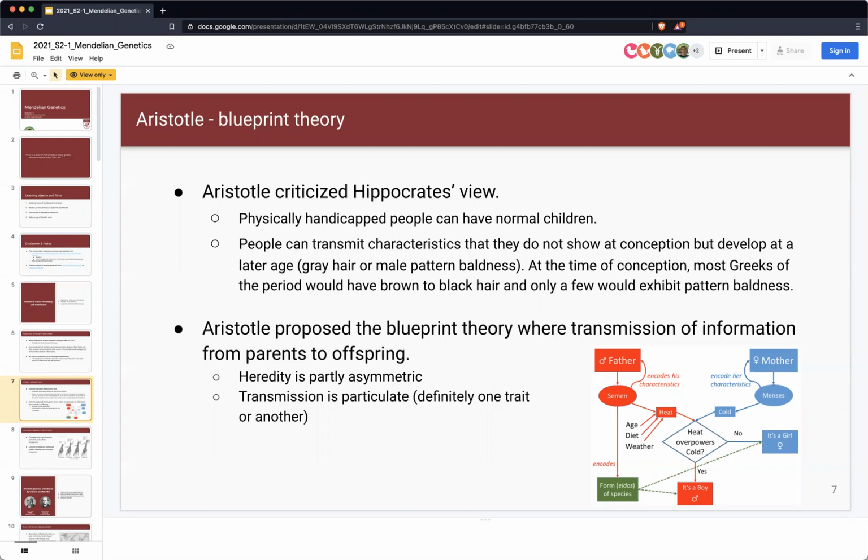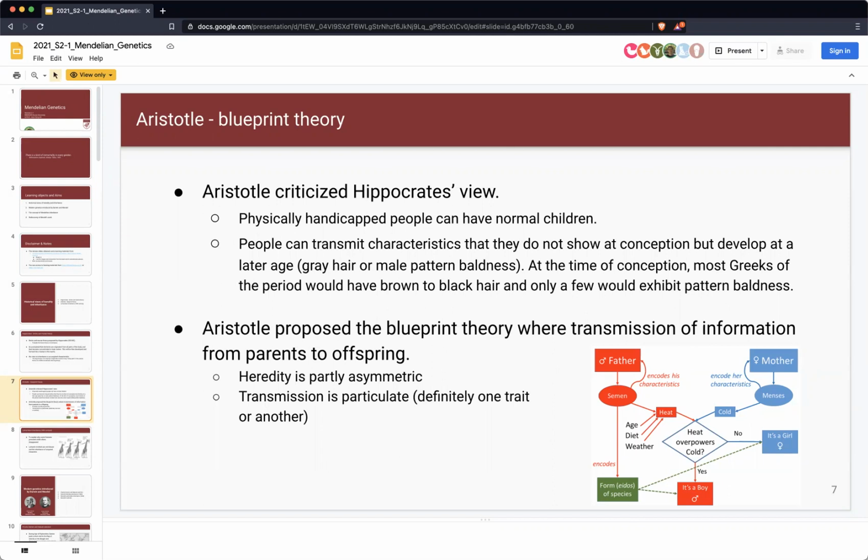So what he thought is that people can transmit some characteristics to the next generation, but at the time of conception, the characteristics are not really developed in his children. So for instance, if you have gray hair or baldness, hair patterns, that's not going to be inherited by your offspring, because we know that's not the inheritance pattern in modern genetics, right?